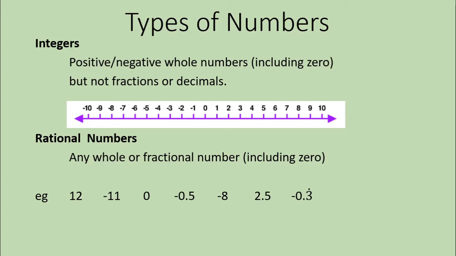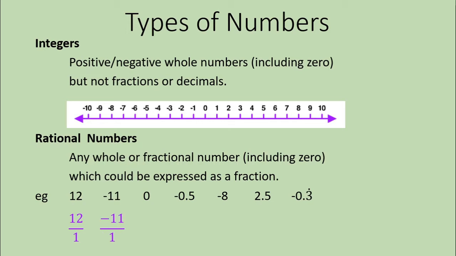And to be clear on what a rational number is, they are numbers that could be expressed as fractions. 12, for example, could be written as 12 over 1. Negative 11 could be written as negative 11 over 1. 0 could be written as 0 over any value. Negative 0.5 or negative 5/10 could be written as just that, negative 5/10. Negative 8 could be written as 24 divided by negative 3. Why not? That would be negative 8 as well. 2.5 could be written as 25 divided by 10. Sure, that's 2.5. And negative 0.3 recurring, that's the same thing as negative 1/3.